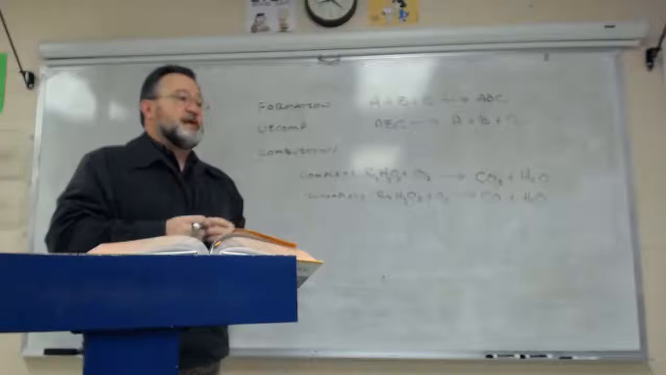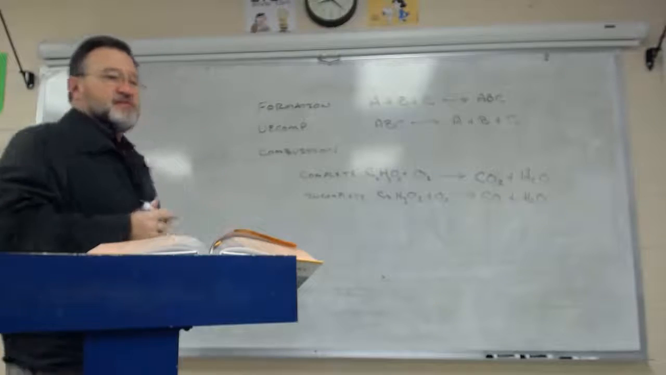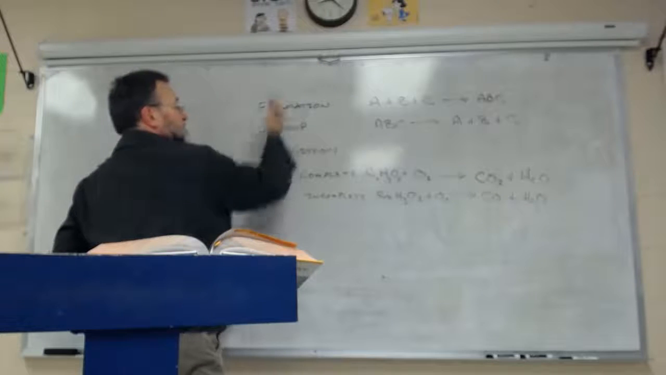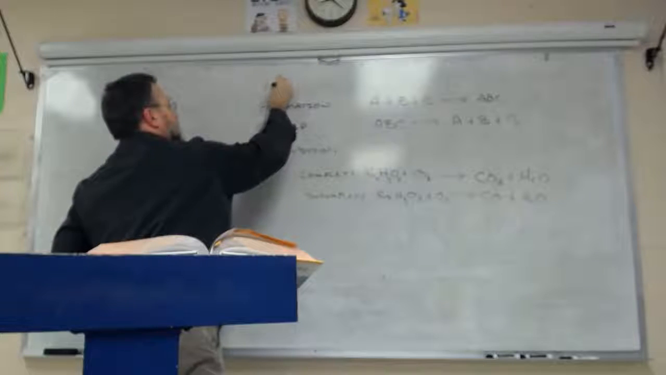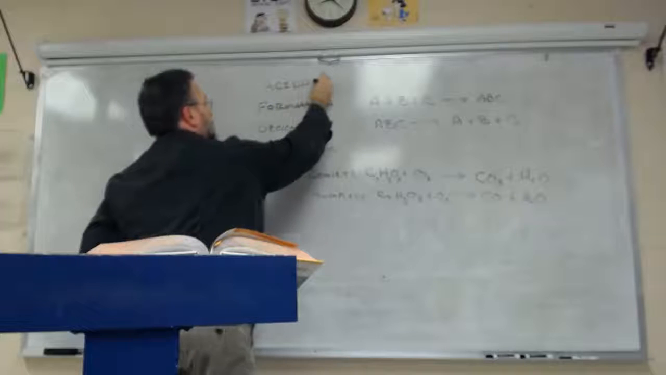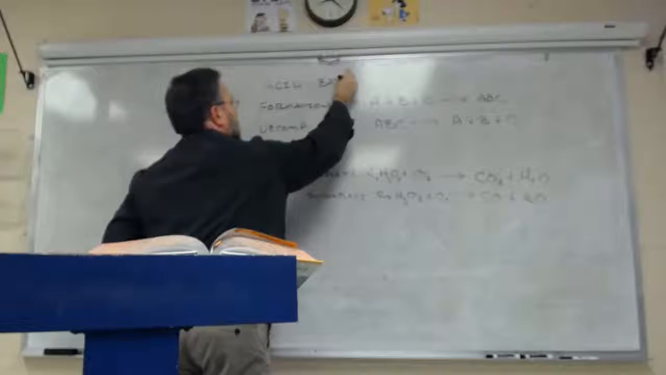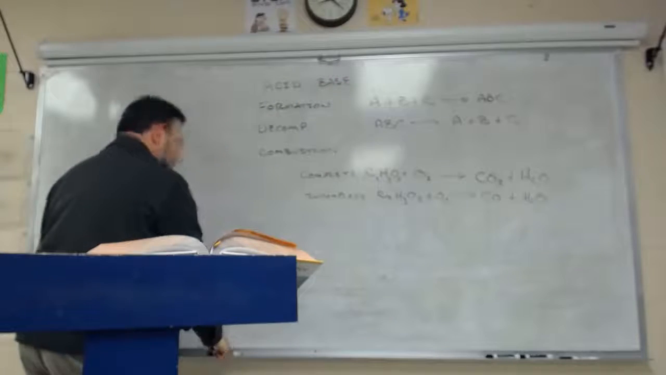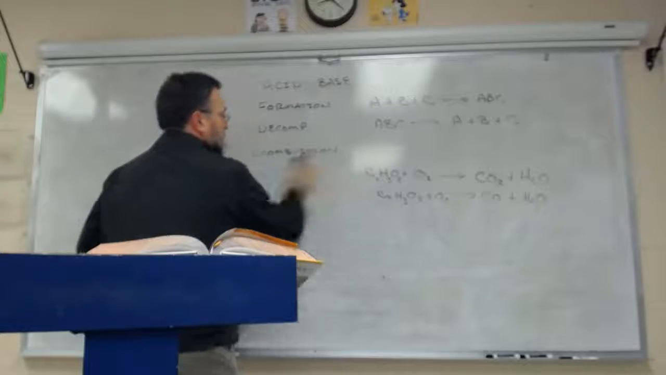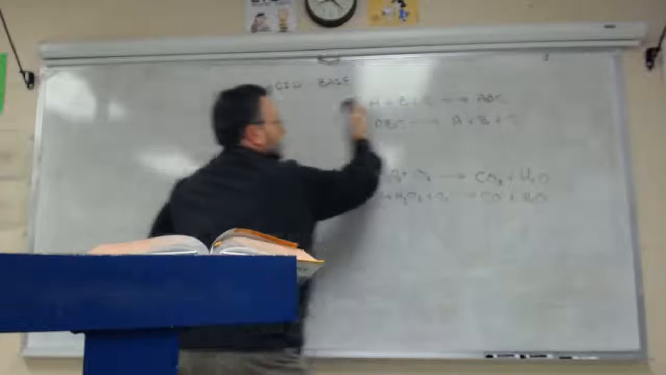The fourth type of reaction you're going to learn now is acid-base. I'm going to write it on top just for space, but an acid-base reaction. We make some space here for acid-base.